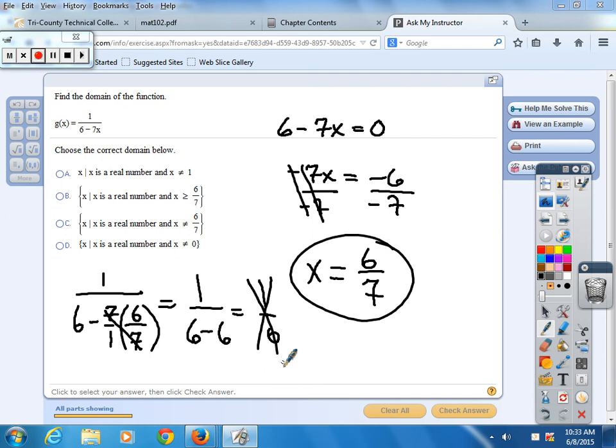So that means I can use any number in this function except for 6 over 7. So x cannot equal what? 6 over 7. Oh, well, I learned something new. That's so awesome. Yep. Set the denominator equal to 0.